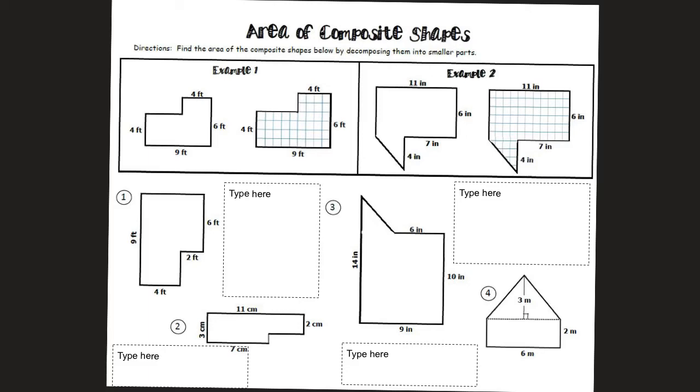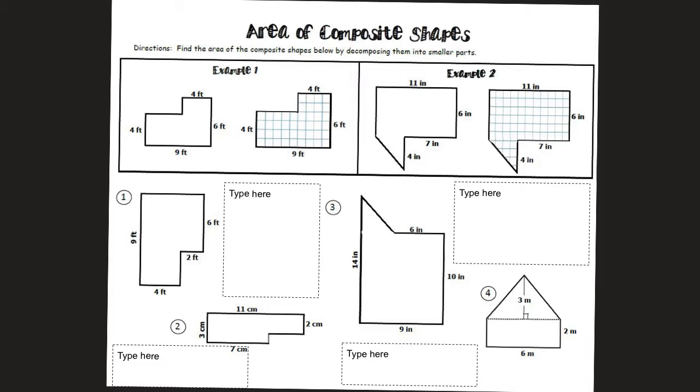Today we are going to take what we have been working on this week with finding the area of parallelograms and triangles, and now use it to find the area of composite shapes. A composite shape is more than one shape put together to make one huge shape. To find the area of composite shapes, we are going to decompose these shapes into smaller shapes.